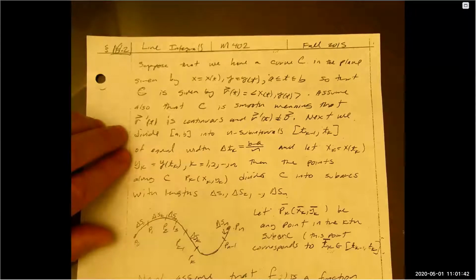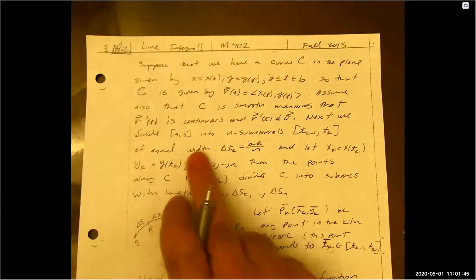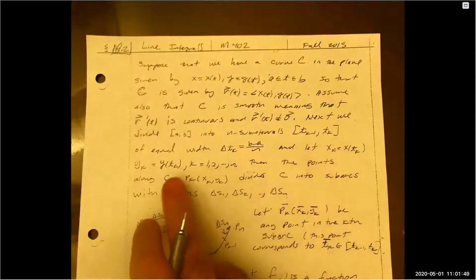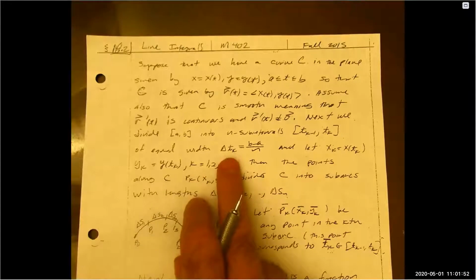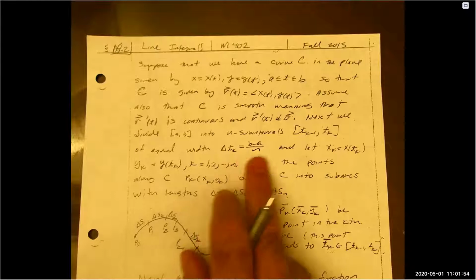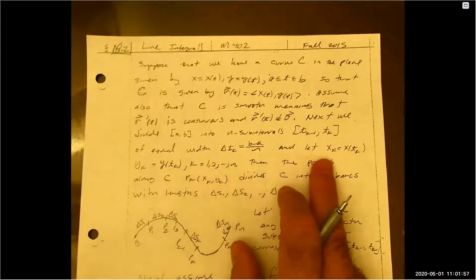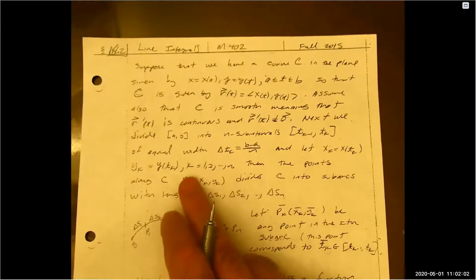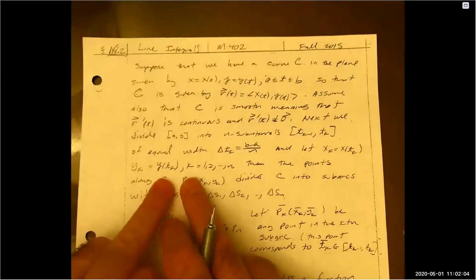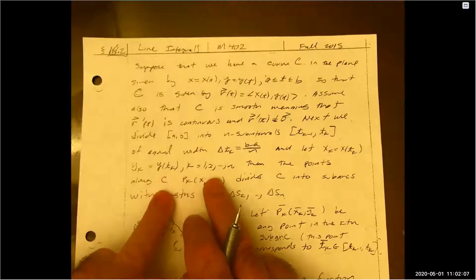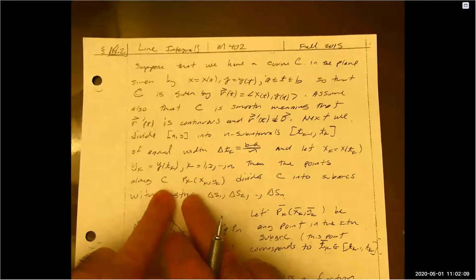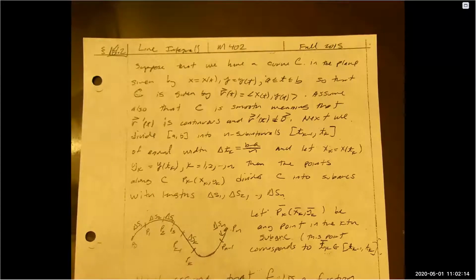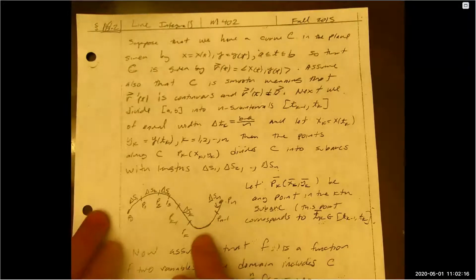And what we're going to do is divide the closed interval from a to b into n subintervals, t_{k-1} to t_k, of equal width, delta t_k, and that's going to be (b minus a) over n. And we're going to let x_k equal x(t_k), and y_k equal y(t_k) for k equal to 1 through n. Then these give you points along C, P_k. And so these are those points that you see here along the curve.